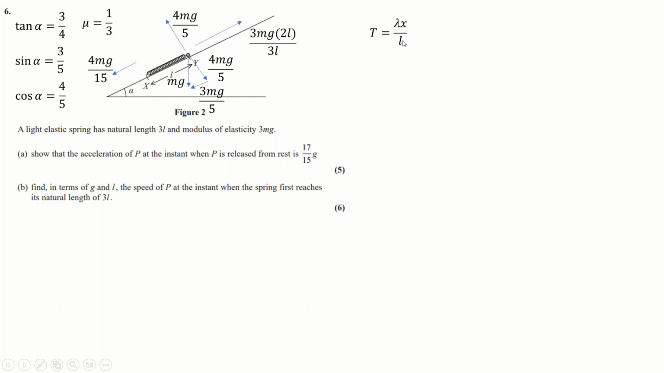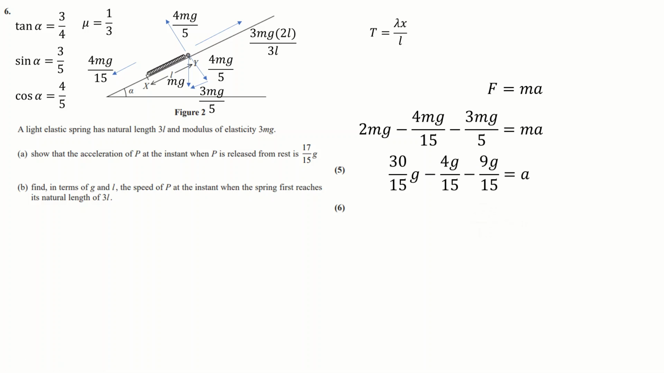Put in a 3L here, put in a 2L there, and then lambda is 3mg, and we get the force going upwards due to tension is this, which cancels down a little bit to this. Yeah, the 3's cancel. And so F equals ma says that this minus that is equal to ma, and cancel out all the m's, do some fractiony stuff, and we get a is this. I believe 26, 17, yeah, that's fine.